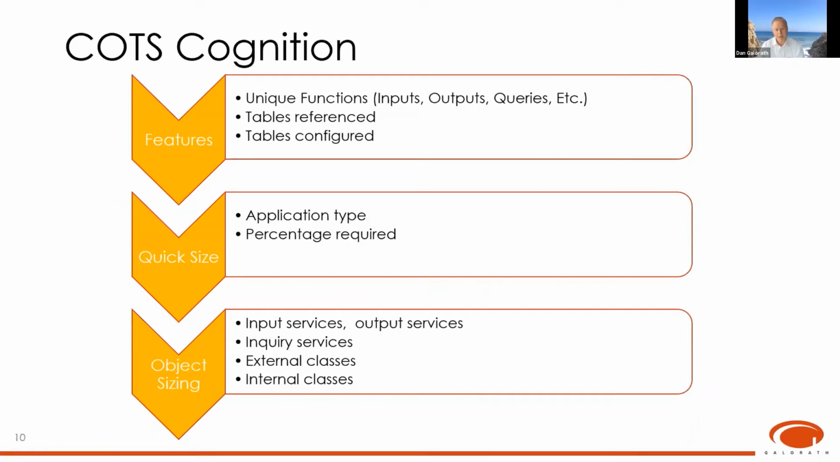Now, we've come up with something called COTS Cognition. COTS is commercial off the shelf software, and I'm not going to go through the details, but if you're using a package, how much work is it? It's generally irrelevant how many lines of code it is. It's probably irrelevant how many function points or whatever you're using, but there are some things that are key. How many features are involved that you're going to use?